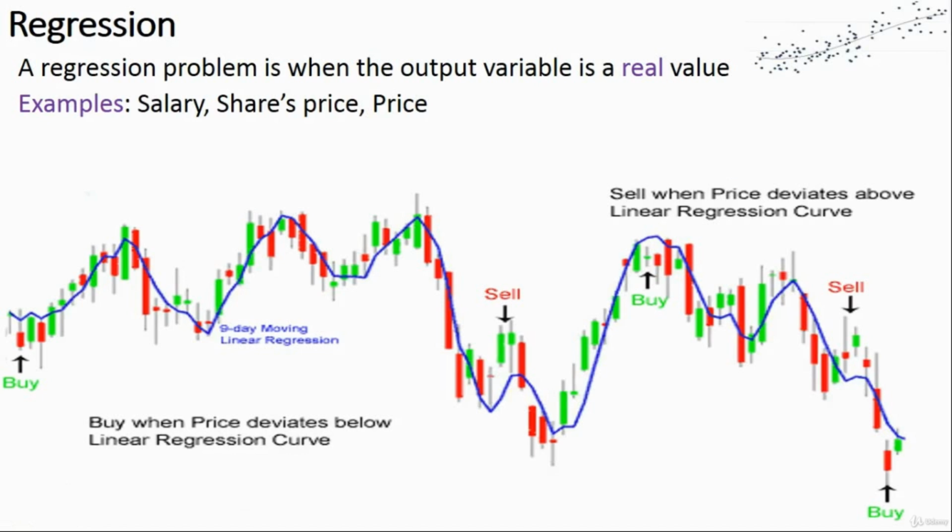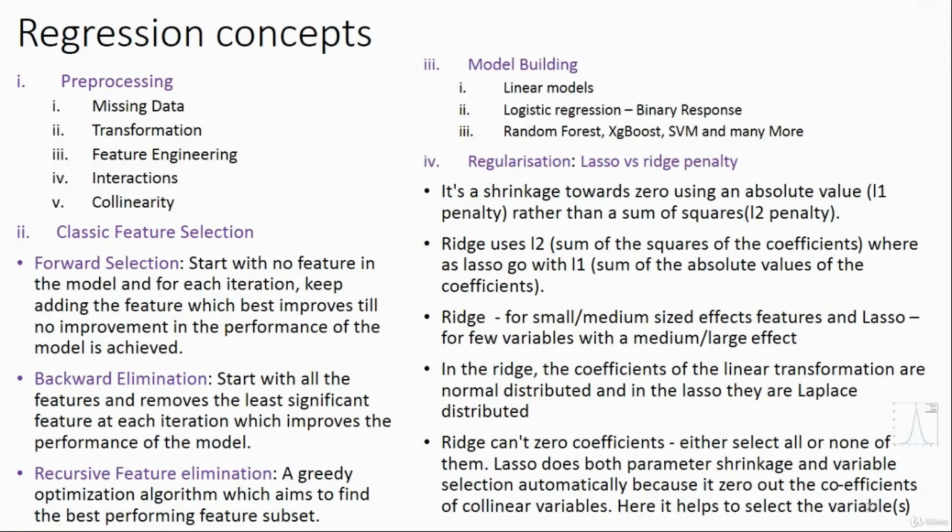Now let us go and define the regression. In case of regression, when the output variable or dependent variable is of real value, like your salary, share price, any kind of price, that is numeric basically. So whenever you have the numeric outcome, that becomes the regression problem. And so let us start to see how to do the regression.